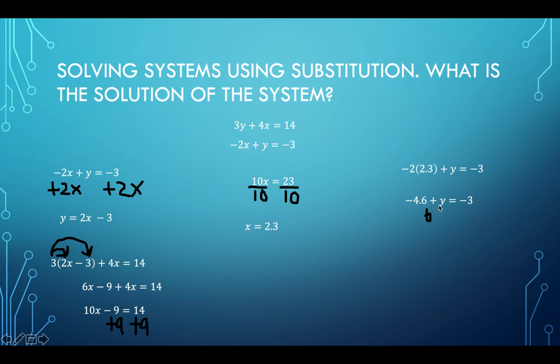Now we have to get this y by itself. So we have to add 4.6 to both sides. And when we do that, negative 3 plus 4.6 gives us 1.6. So your answer to this system is x is equal to 2.3 and y is equal to 1.6.